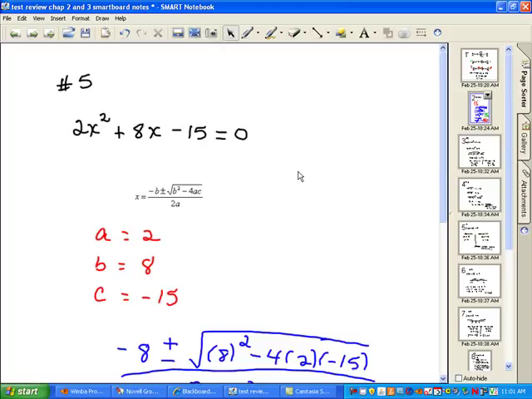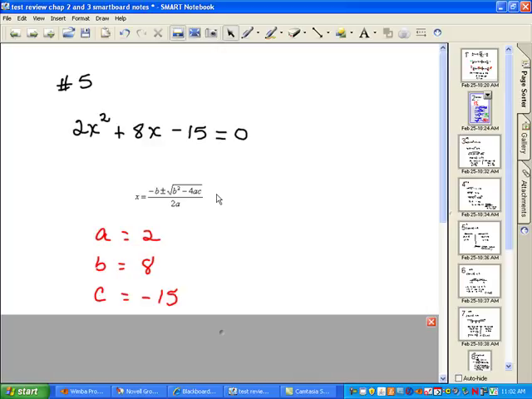This one is number 5 on your review sheet. Notice that it's a little different. It has a square in the problem, and every time you're trying to solve and you have a square, you could use the quadratic formula if you wanted to. Some of you messed up when you typed in your formula, so I want to make sure that you know that this is the formula. Make sure you have the correct formula written down.